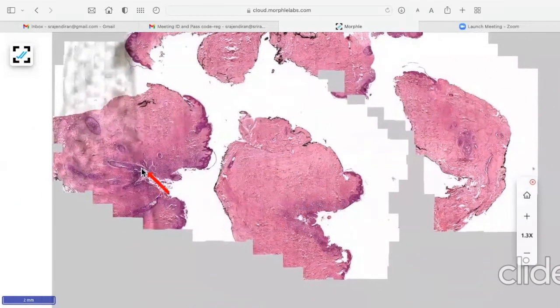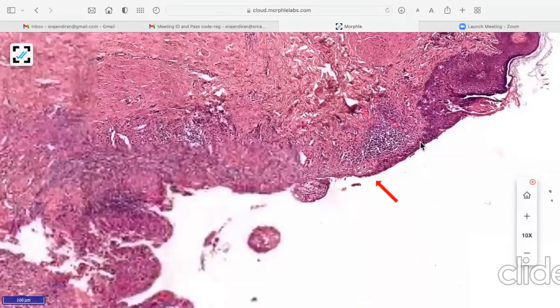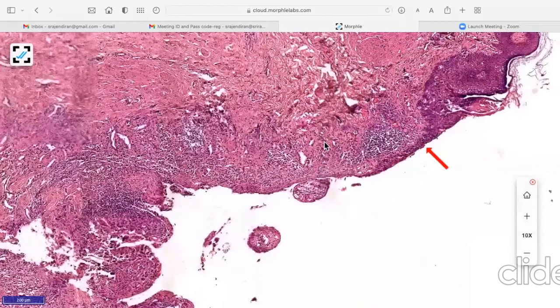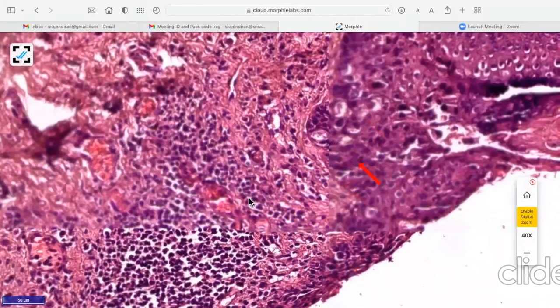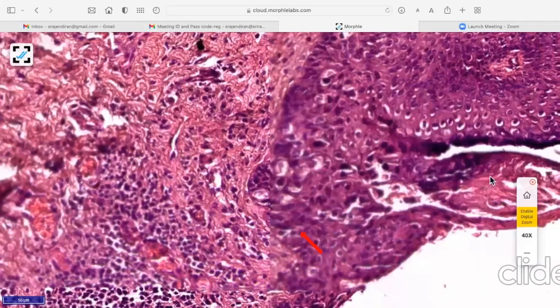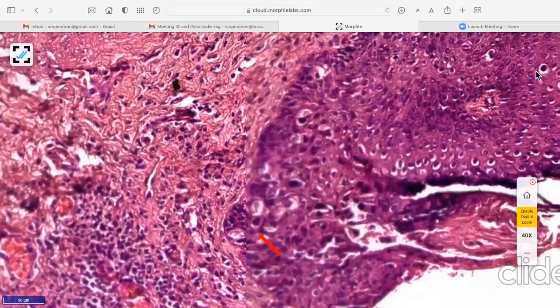So you can see the epidermis here, a lot of ulceration. Whenever you see ulceration, go to high power. Near the ulceration, you see the individual cells and clusters of cells. These are pseudocoilocytes, or vacuolated cells, whereas these are the Paget cells. So this is Paget's disease of the nipple.